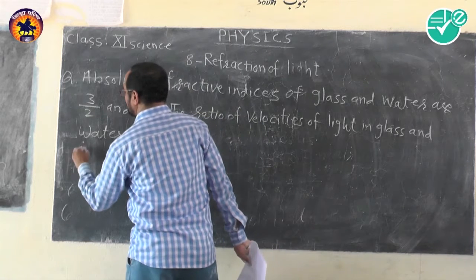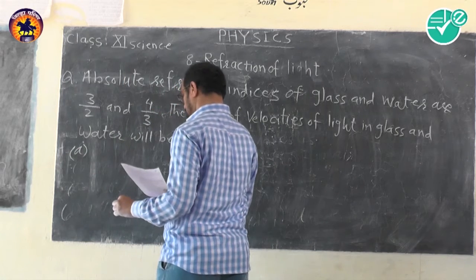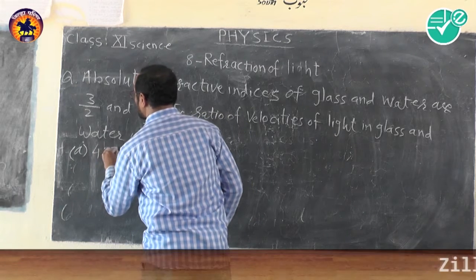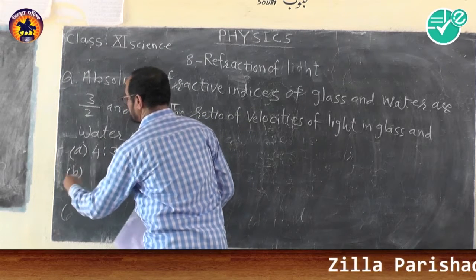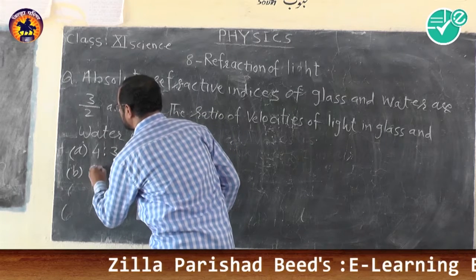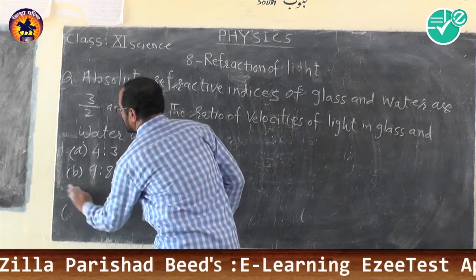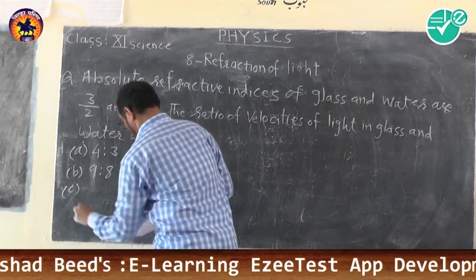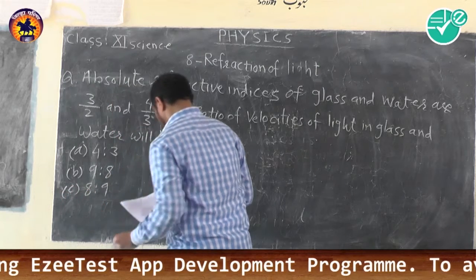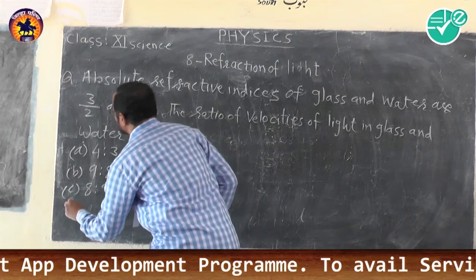So here option A is 4/3. Option B, it will be 9/8. Option C is 8/9. And option D is 3/4.